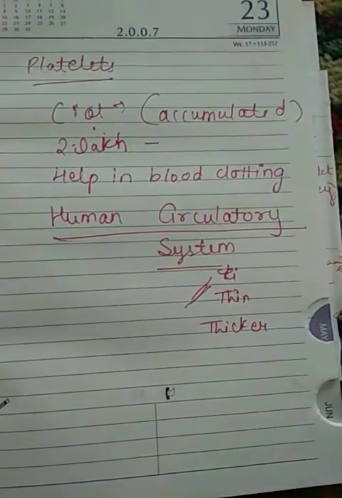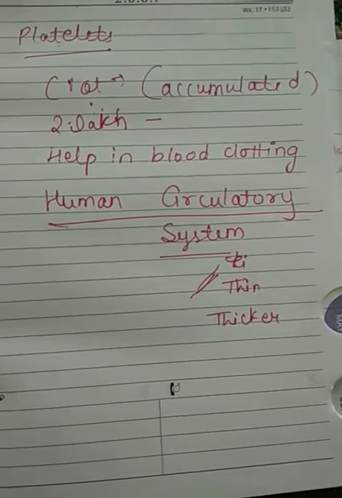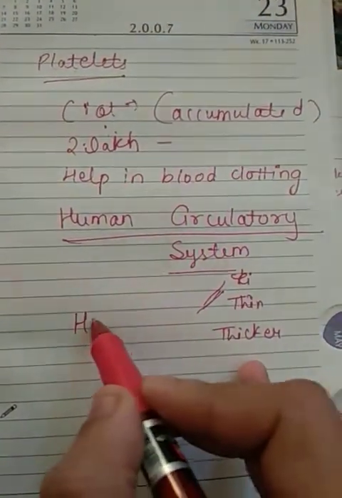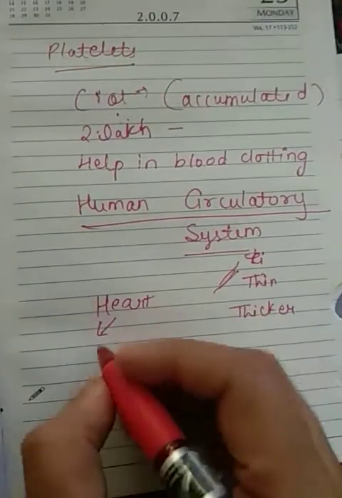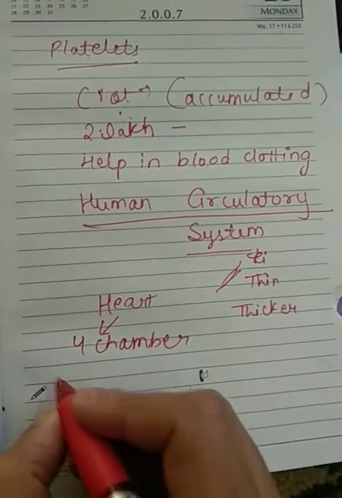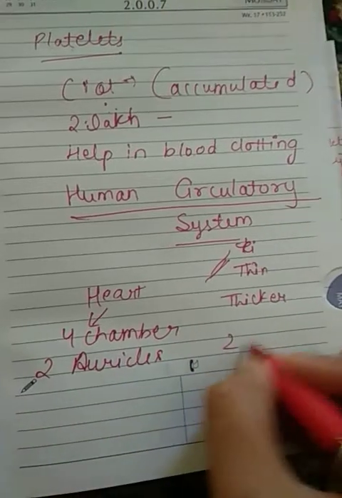So you will not be able to find blood in the body cavities. So it is the heart which pumps blood to all parts of the body. It has 4 chambers. They are called auricles and ventricles, 2 auricles and 2 ventricles.